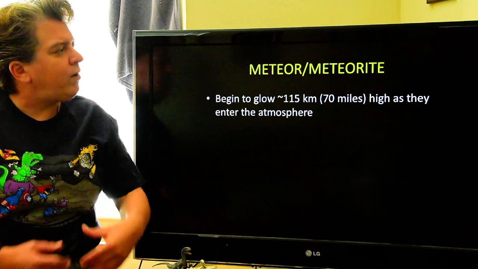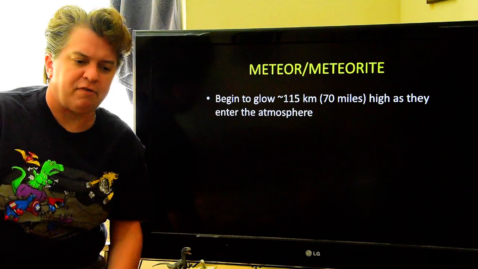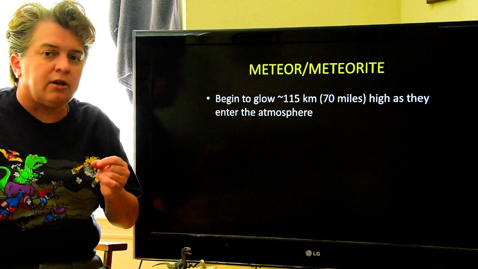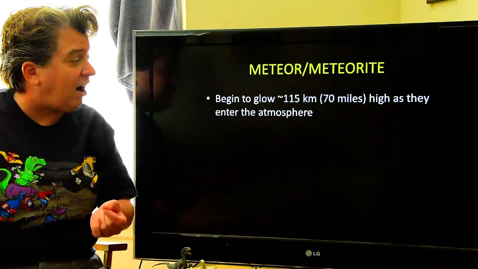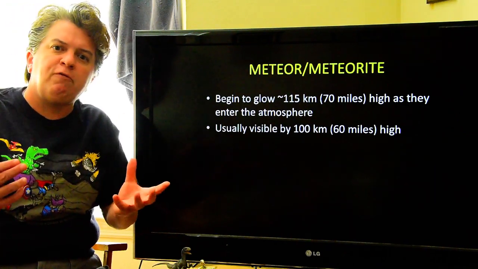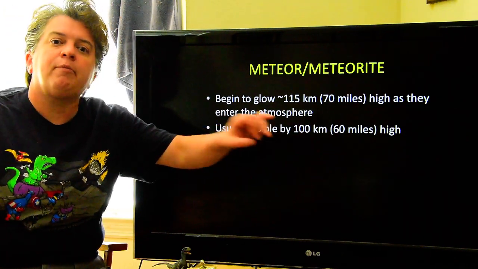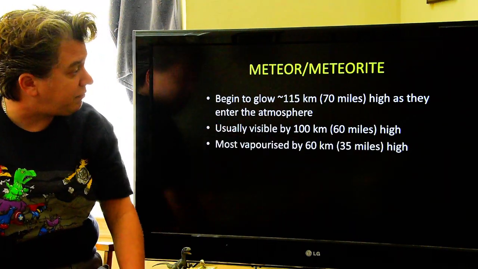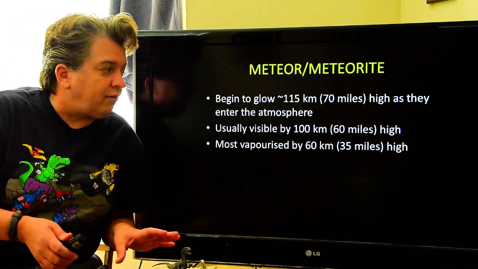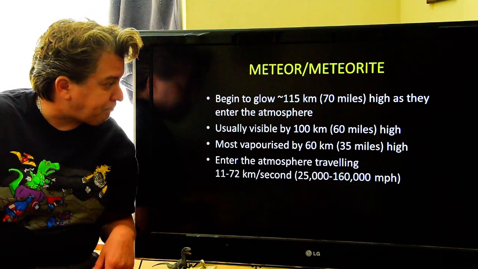So, what about this meteor and meteorite as it's going through the atmosphere? What does it experience? Well, these things begin to glow about 70 miles high as they enter the atmosphere. And they glow enough and become visible to us here on Earth's surface, usually by the time they're about 60 miles above us. Most of them, though, are gone by about 35 miles high. And so they just completely burn up.